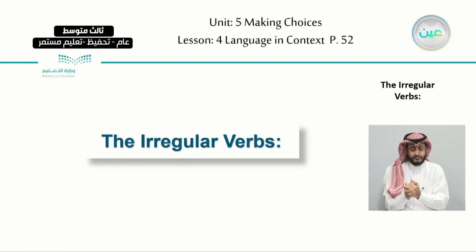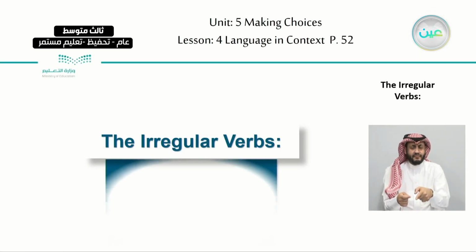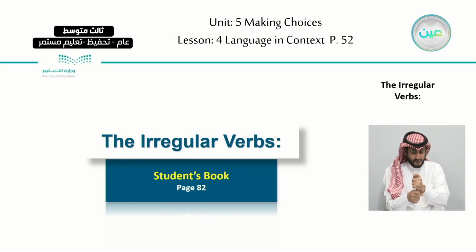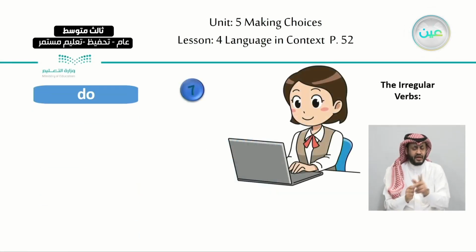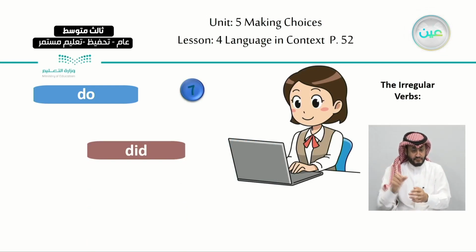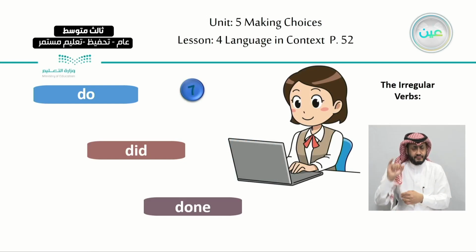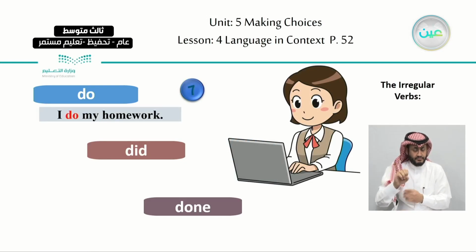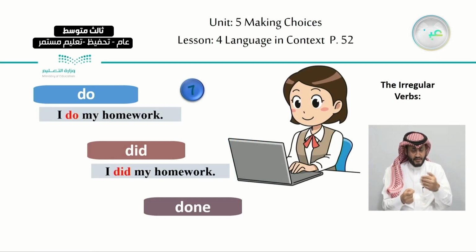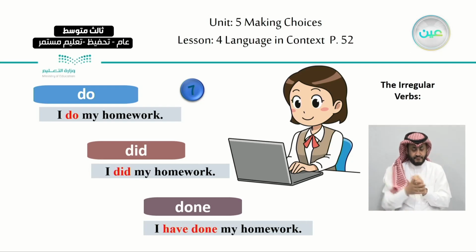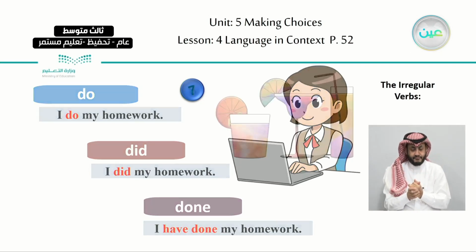As we do in every lesson, we have the irregular verbs here. Page 82, let's complete the irregular verbs. And how do we form it in statements? The seventh verb here, we have do, did, and done. I do my homework. I did my homework. In the past, I have done my homework, okay?